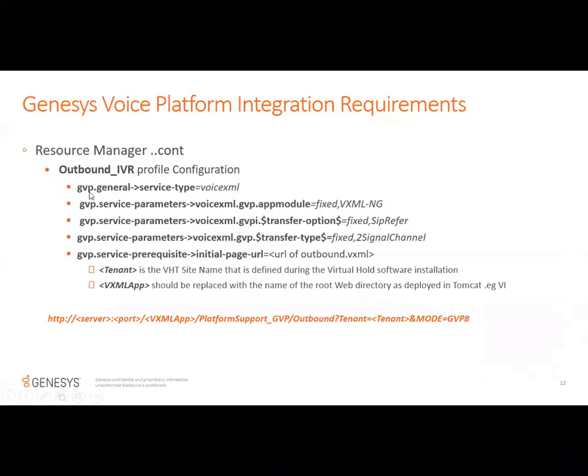So some key options that you must define on your IVR profile is the service type, which is voice XML, the voice XML app module, which is fixed. It's VXML NG, which is our NG interpreter or new generation interpreter, which almost all of our 8.5 forward configurations use. Voice XML GVPI transfer option, SIP refer. This is specifically for how we transfer calls out of GVP.